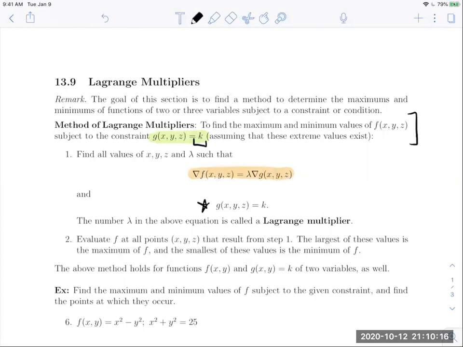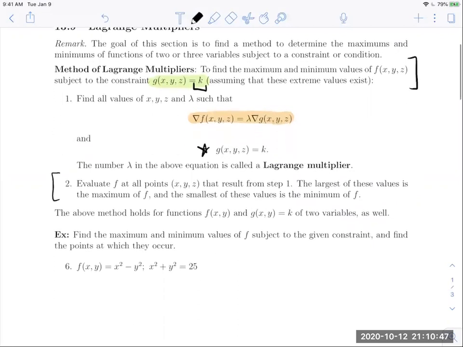Then we want to evaluate f at all points x, y, z that result from step 1. The largest value is going to be the max, and the smallest value will be the min. So very similar to what we were doing when we were finding absolute extrema on a closed and bounded region. We were finding critical points and we weren't using the second partials test. We were just plugging these values back into the original function and picking off the highest and lowest value. Same thing is happening here at step 2. I made a note here that this above method also holds for functions of two variables, even though I've written it in terms of three variables.